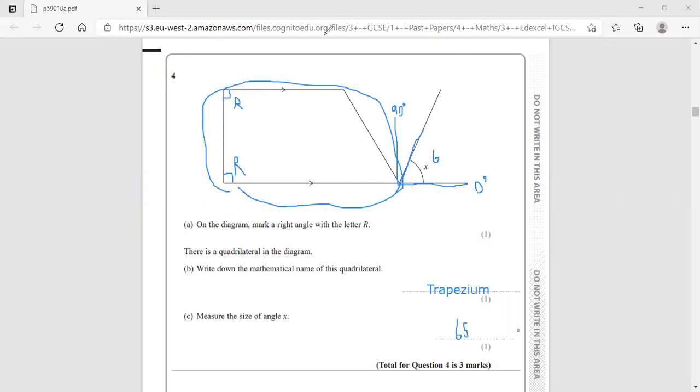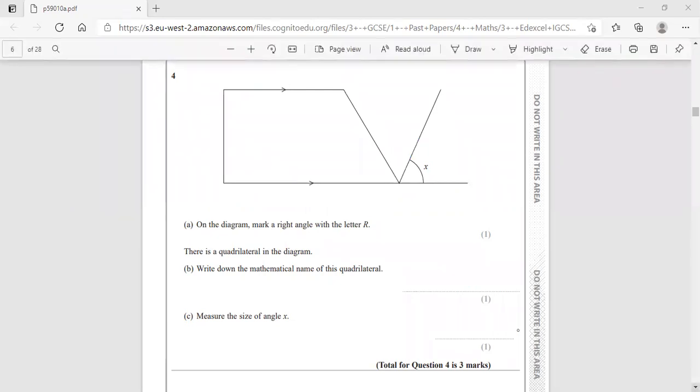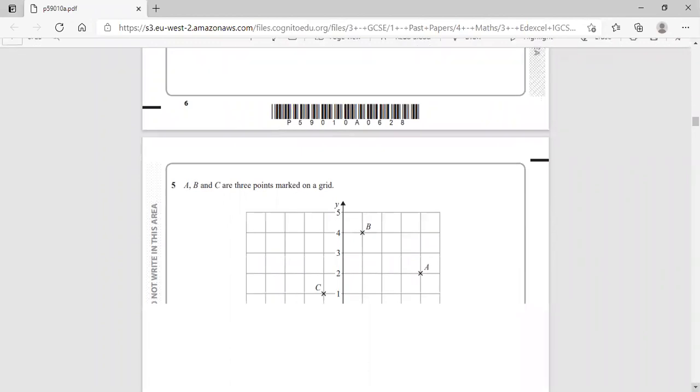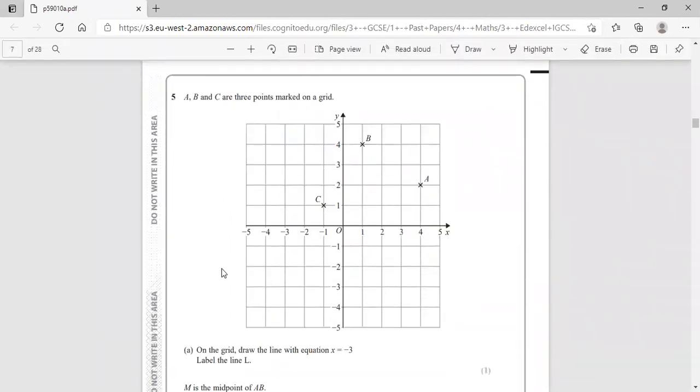Okay, so let's move on to the final question of this video. So we have now got question 5, which is about a grid. So A, B, and C are 3 points marked on a grid. On the grid, draw the line with the equation x equals -3. Label the line L. Okay, so what I'm going to do now is just draw on this line. So this is x is -3.